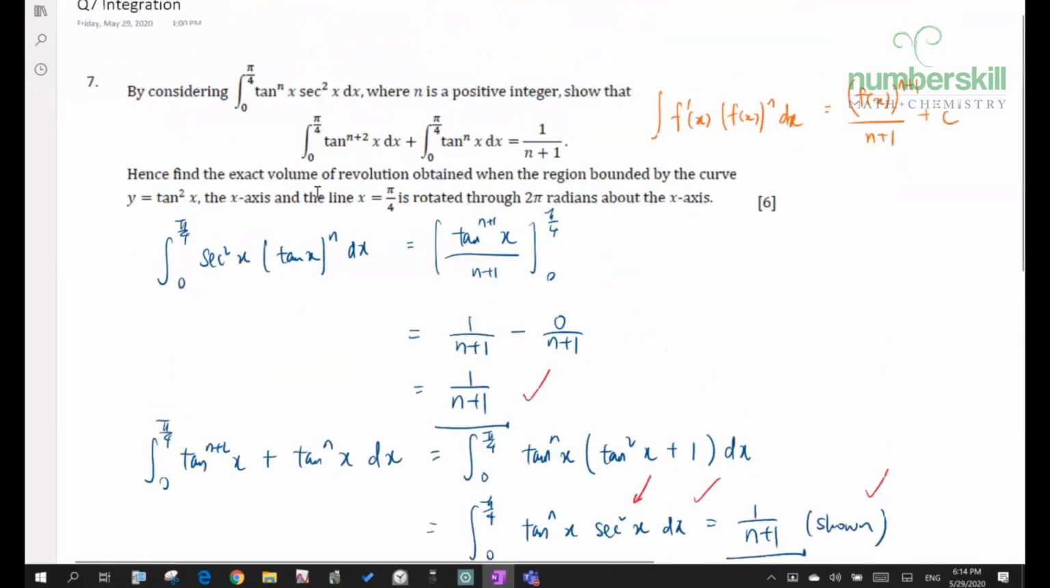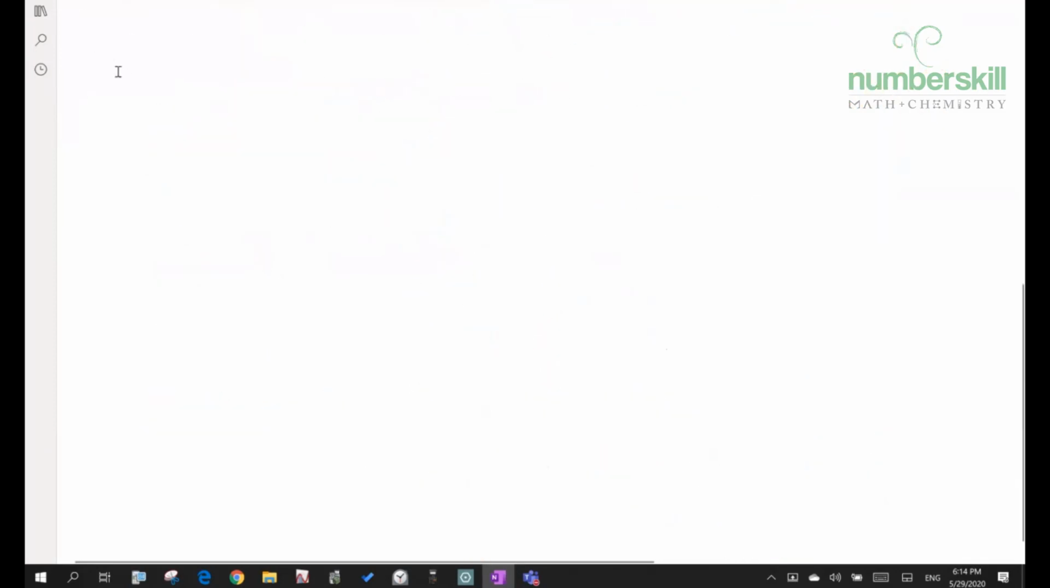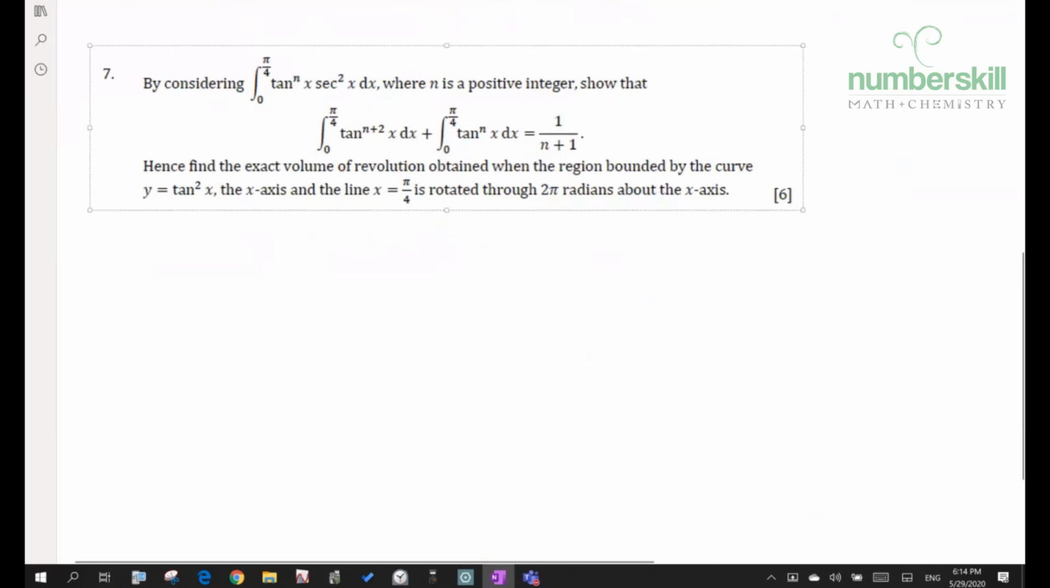I want to copy and paste this. Okay, hold on. Give me a while. Okay, come chop. All right, here we go. Okay, so we're done with that part.